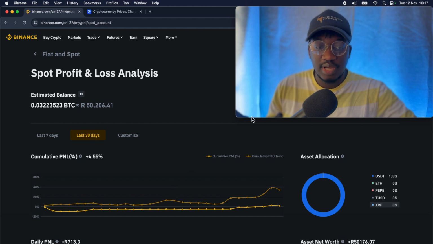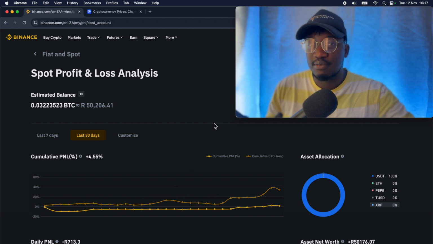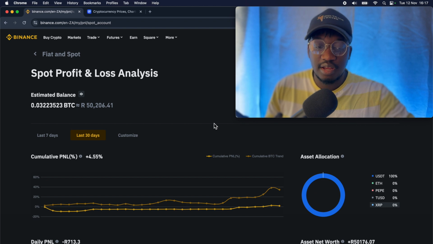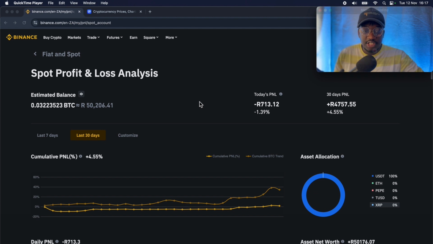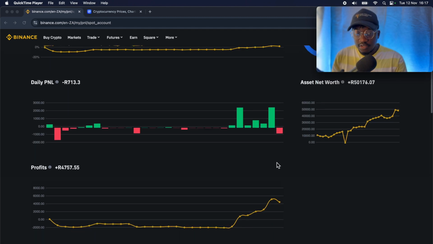So this strategy works pretty much for everyone. It doesn't really matter whether you're a beginner or advanced trader, and the good thing is you're not really going to take a lot of risk because you are only going to make money with spot trading on Binance. So let's just jump right into it, and you can see that right here, this is my portfolio.